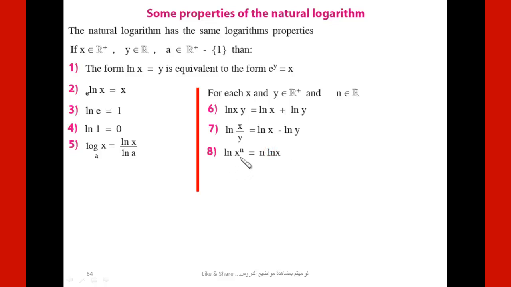Ln x power n equals n ln x. This is the power property. Logarithm x to the base e multiplied by logarithm e to the base x equals 1. It is a property of the multiplicative inverse.